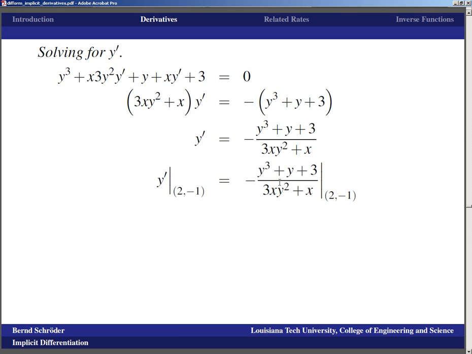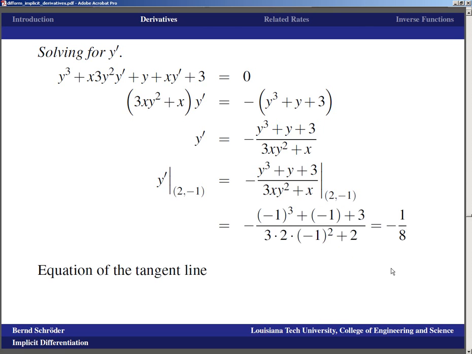Let's see, if y is equal to negative 1, then the numerator will end up being negative 1 plus negative 1 plus 3, that's 1. And the denominator will be 6 plus 2, that's 8. So that should be negative 1/8. And here it's plugged in, and there's negative 1/8. All right, I can still do mental arithmetic.